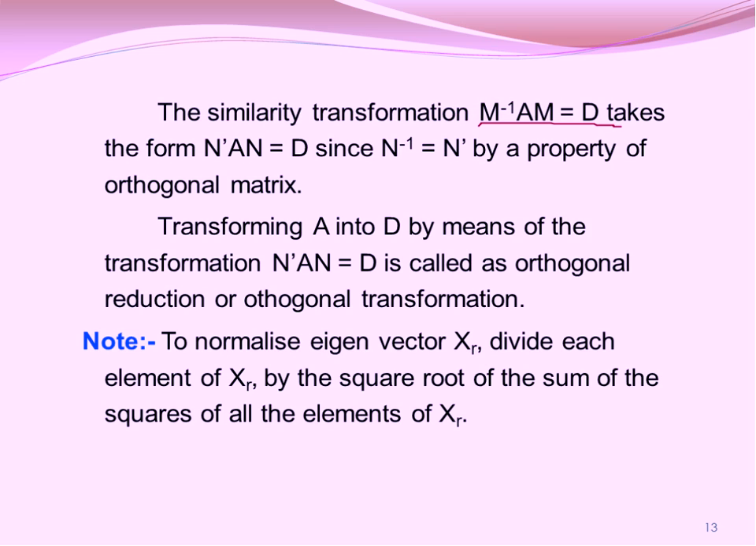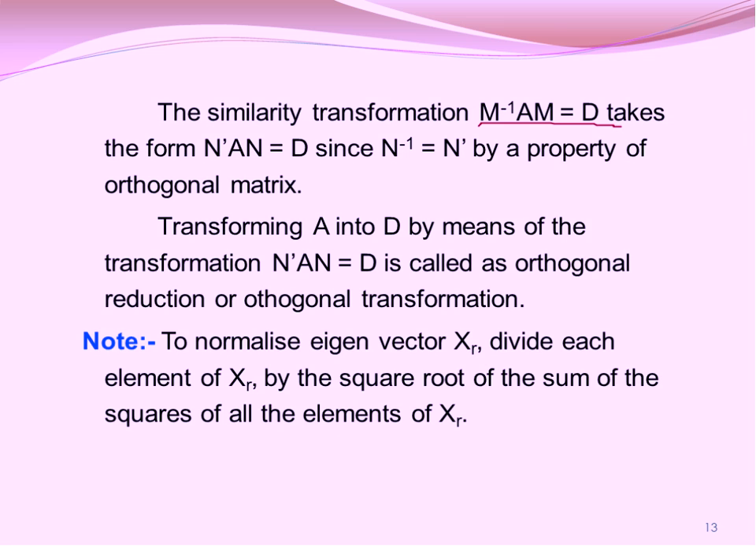The similarity transformation, this is M inverse A M is equal to D, takes the form N dash A N, since N dash is equal to N inverse by property of orthogonal matrix. Transforming A into D by means of the transformation N dash A N is called the orthogonal reduction or orthogonal transformation. So to normalize eigenvector XR, divide each element of XR by the square root of the sum of the squares.